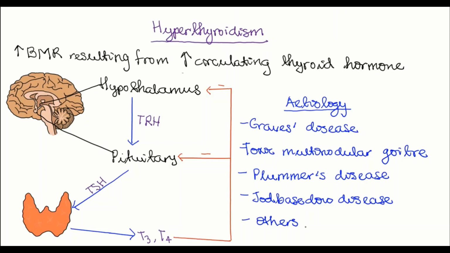Another less common cause is neonatal thyrotoxicosis. This occurs in children who are born to mothers with Graves' disease. The mother's circulating thyroid antibodies cross the placenta into the child, and this is what causes that initial transient thyrotoxicosis in the child.